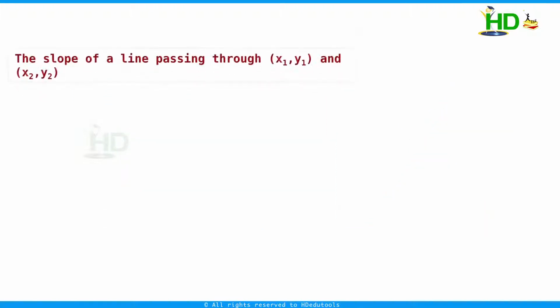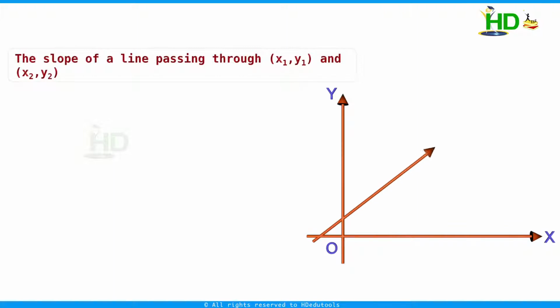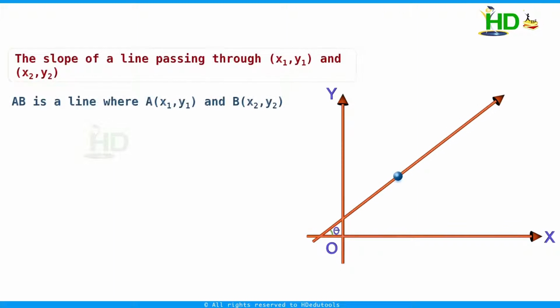If a line is passing through two points x1, y1 and x2, y2, then the slope... this is a straight line passing through two points A (x1, y1) and B (x2, y2). AB is a straight line passing through the points A and B, and let theta be the inclination of the line. Now draw the perpendiculars AL and BM on the x-axis from A and B respectively. Now draw AN perpendicular to BM. Now this angle is theta.